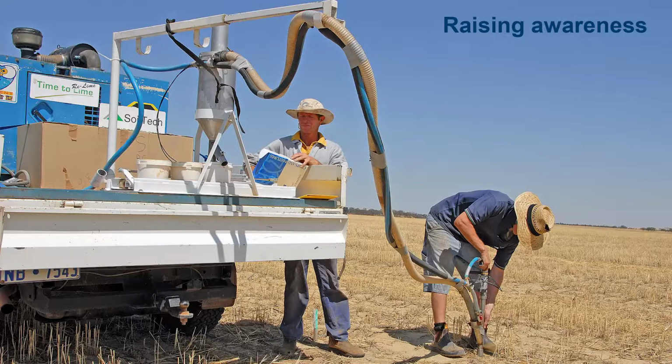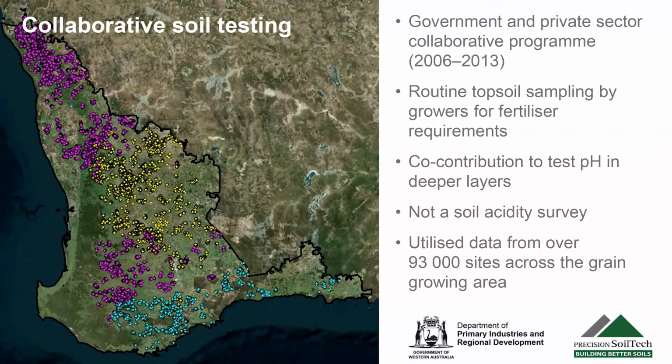So obviously that wasn't working. We needed to raise awareness, and we set out to do this, so we're talking sort of 10 or 15 years down the track. The soils have continued to acidify, and we had a joint project with Precision Soil Tech, a commercial soil sampling company, with funds where we used farmer funds and project funds to access, over a period of 6 years, almost 100,000 sites across the wheat belt.